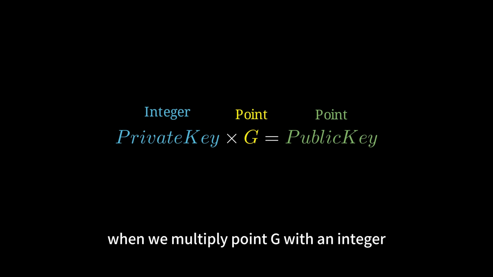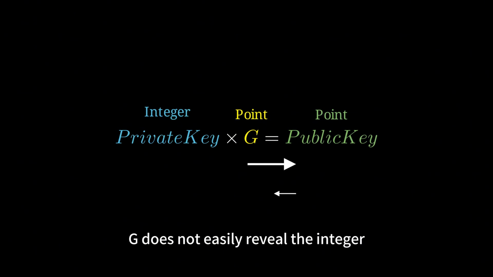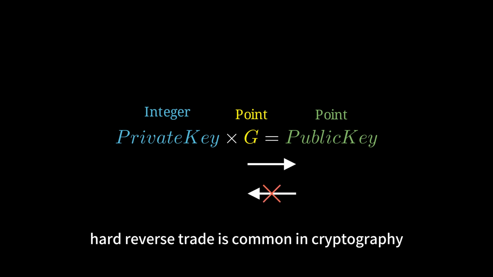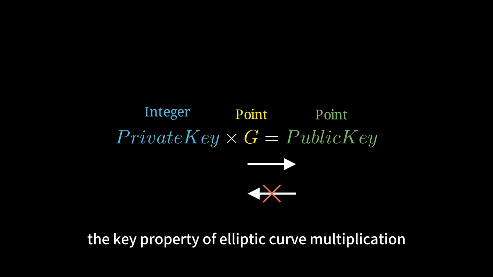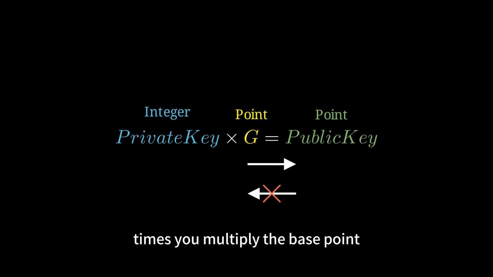When we multiply point G with an integer, which is our private key, we get a new point on the ECDSA curve, which is our public key. Knowing the new point and G does not easily reveal the integer. This easy forward, hard reverse trade is common in cryptography, and is what makes ECDSA secure. The public key is, well, public. Remember the key property of elliptic curve multiplication. Knowing the multiplication results doesn't easily reveal how many times you multiplied the base point.